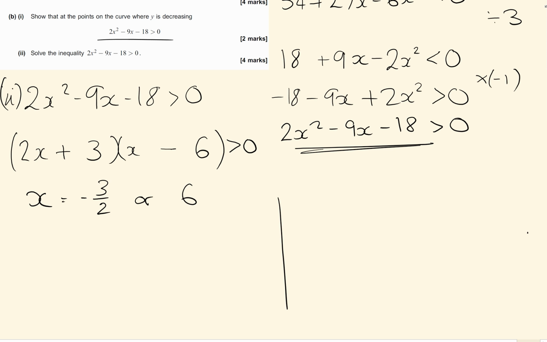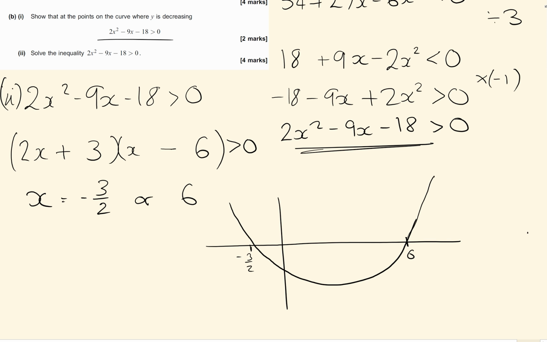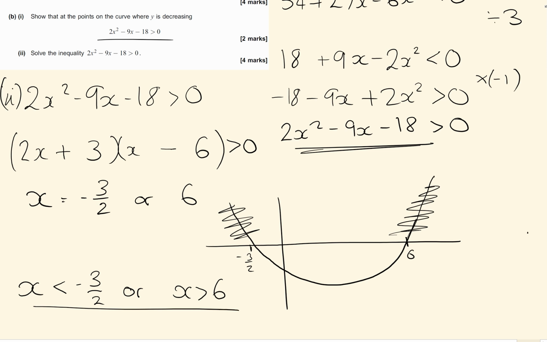Then if I quickly draw myself a sketch here, here's -3/2 and here's 6, and it's going to look something like that. Ideally, let's try and get it so my curve actually does go through the points, so 6 there. Now I want this when it's greater than 0, so I want the section when it's above the axis. So this section here and this section here. So x is either smaller than -3/2 or x is greater than 6. And drawing the sign diagram or drawing a sketch here is what guarantees you all 4 marks for that final question.